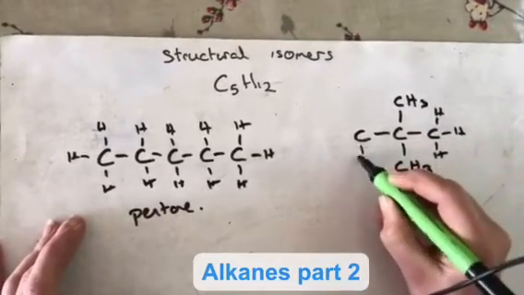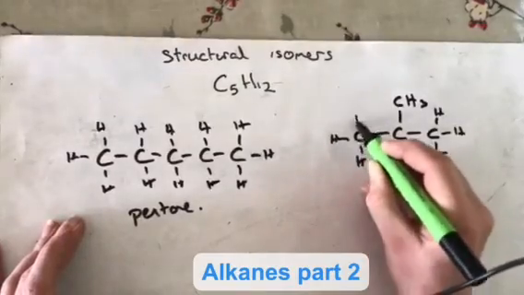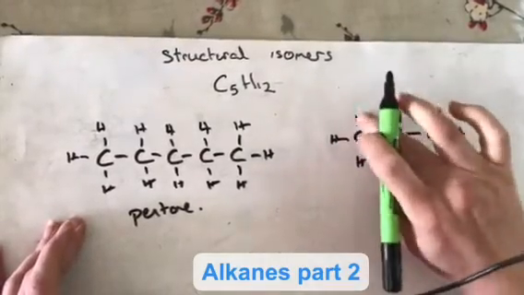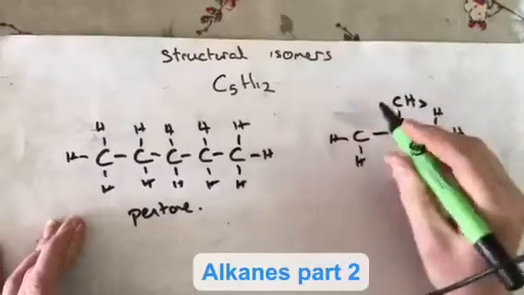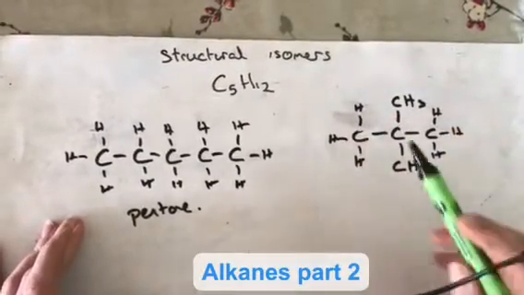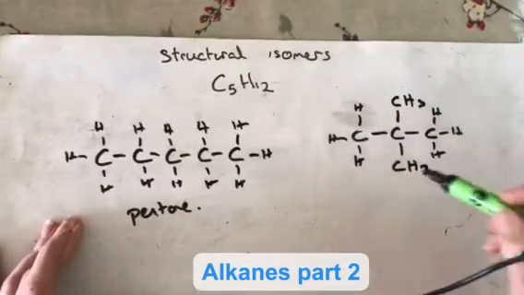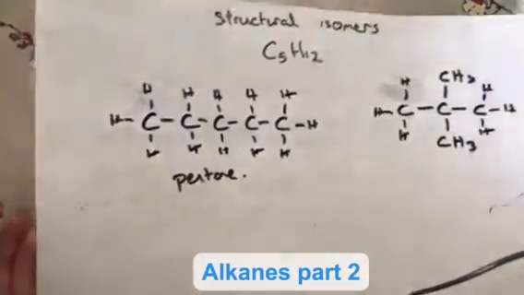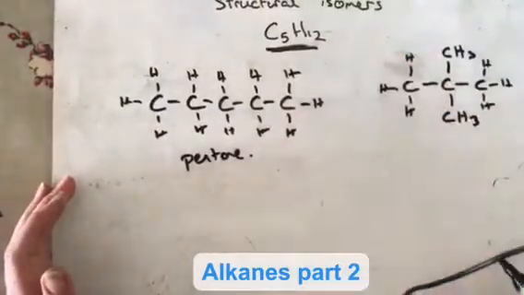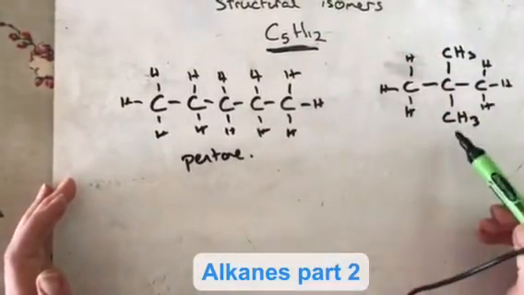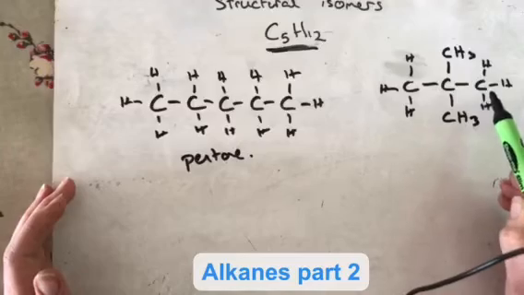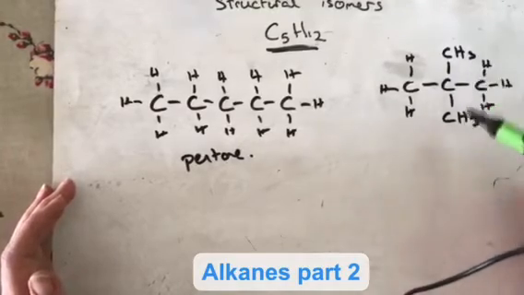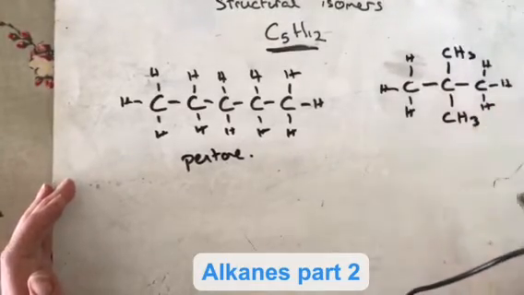Now let's count up our hydrogens and carbons and make sure that's the same thing. Okay, so we've got 1, 2, 3, 4, 5, 6, 7, 8, 9, 10, 11, 12 hydrogens, and 1, 2, 3, 4, 5 carbons. So that's definitely the same molecular formula, but you can see it has a totally different structure. It only has 3 carbons in length and 2 CH3 groups in there as well. So there's 2 branches on that.